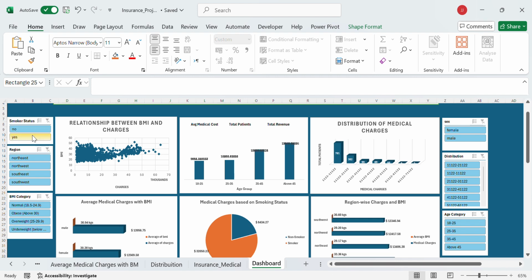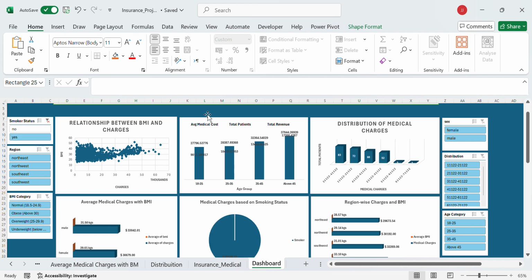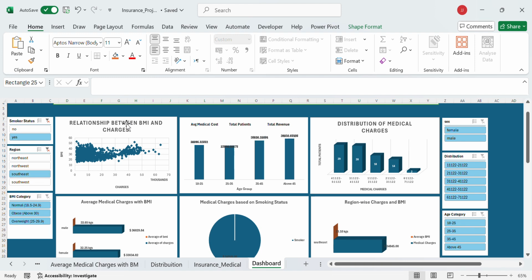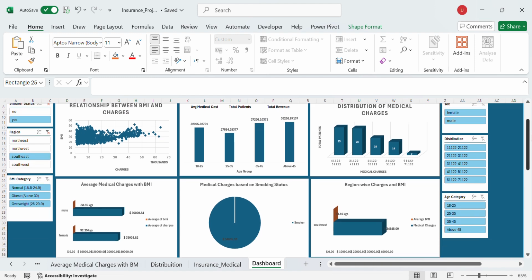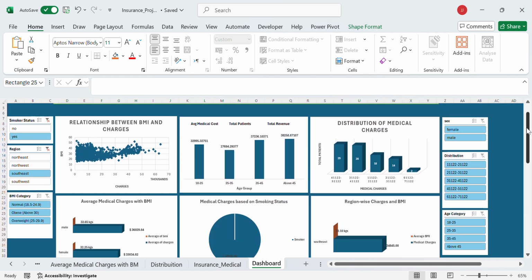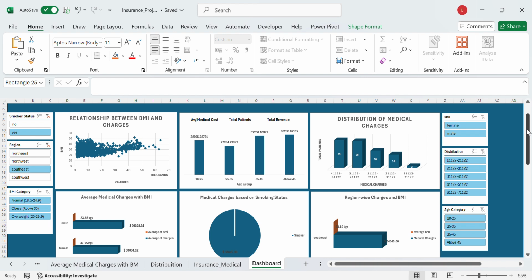Now, if I want to check the smoker status, let's just go and check. Yes, I want to check smoker status along with the southeastern areas. Okay, smoker status, we can see that most of these people have smoking status. Around this much comes as smoking status itself. So 34,845 comes as a smoking status.